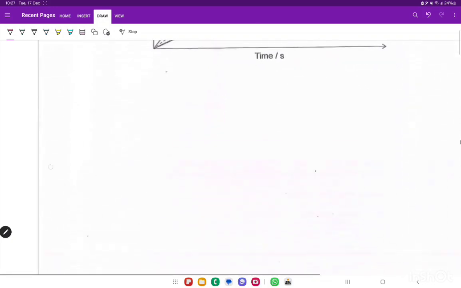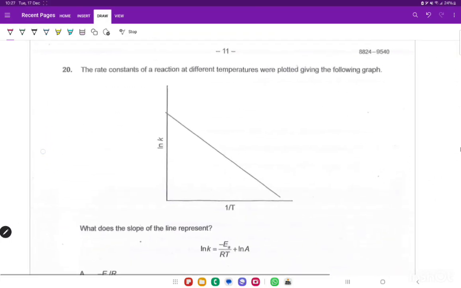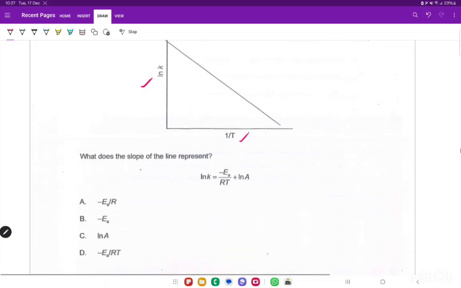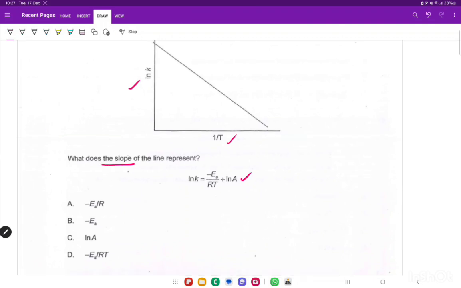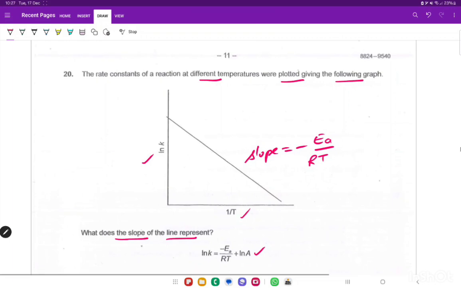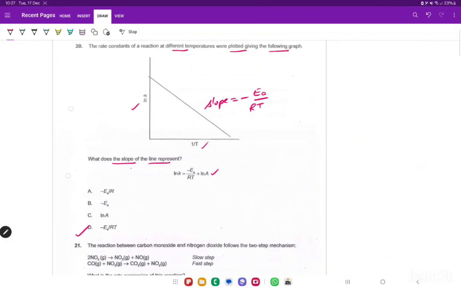Question 20. The rate constants of a reaction at different temperatures are plotted, giving the following graph. The graph of ln k versus 1/T is given to us, and the line is ln k equals minus Ea upon RT plus ln A. What is the slope of the line? It is a direct formula-based question: the slope of this graph is always minus Ea upon R, therefore my answer is D. Question 20, answer is D.